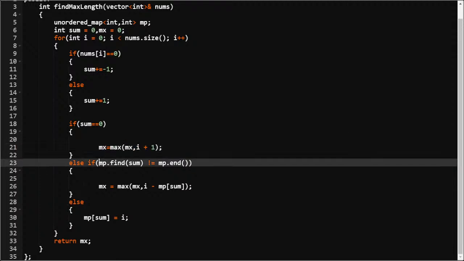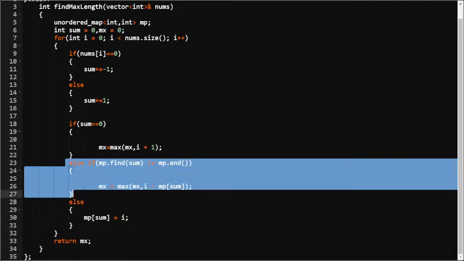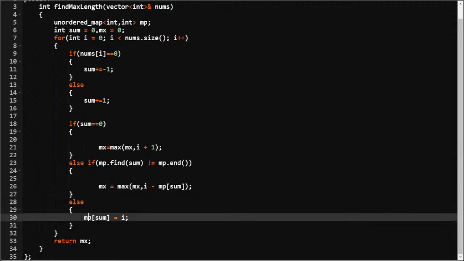Apart from this, if that particular sum is already existing in my map, that means that at the current index i the sum is sum, and at the index mp of sum, the sum was also the same. So I'll subtract to get the length, i minus mp of sum, as I have explained in the dry run as well. So mx is equal to the maximum of mx comma i minus mp of sum. Else, if the particular sum is happening for the first time, in that case I'll say map of sum is equal to i.